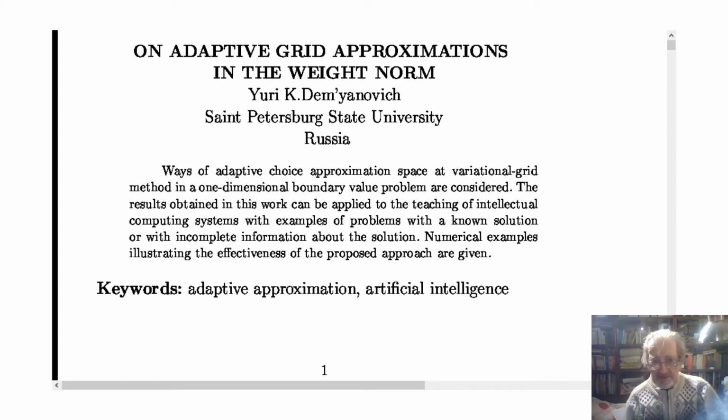Adaptive grid approximations in the weight norm. Author Demyanovich. The adaptive choice of approximation space as variational grid methods in one-dimensional boundary value problems are considered.